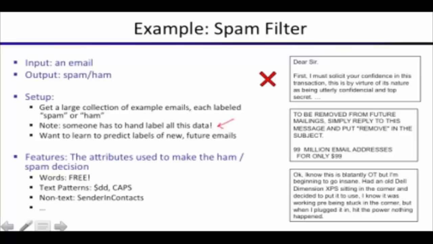So, "Dear sir, first I must solicit your confidence in this transaction. This is by virtue of its nature as being utterly confidential and top secret." Spam or ham? It's probably spam. Okay, and there we go. And so the second one, okay, this is looking pretty spammy too. It's in all capitals, 99 million email addresses. But maybe it's not. Maybe you're actually really interested in buying email addresses, and so for you, that's not actually spam. So this gets into a question of spam and ham depending on the person.